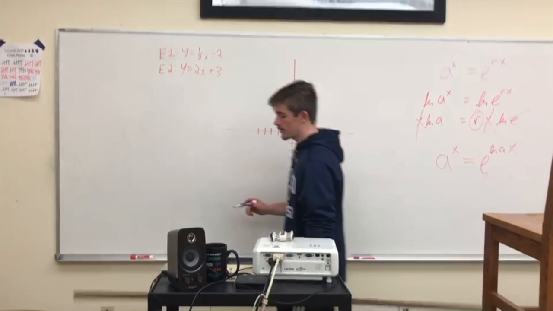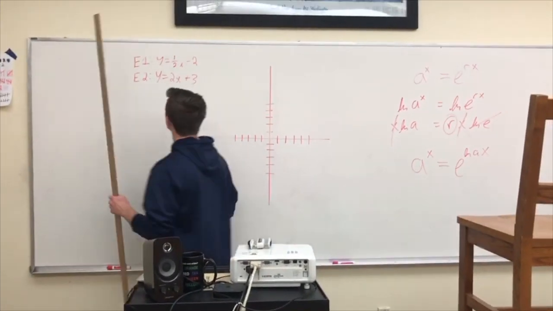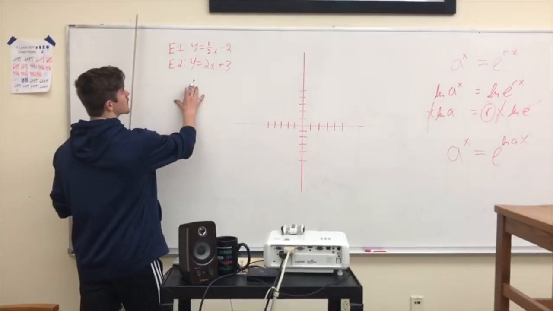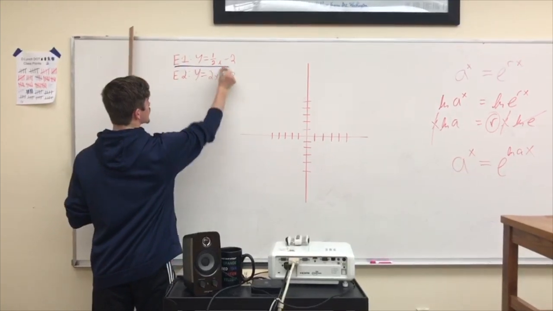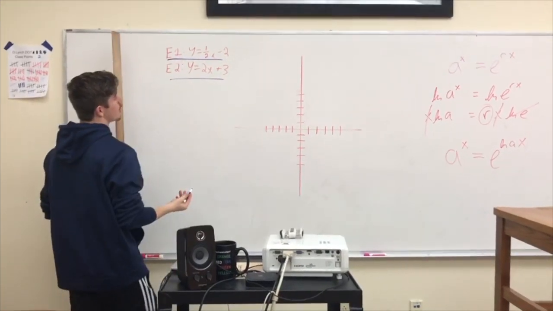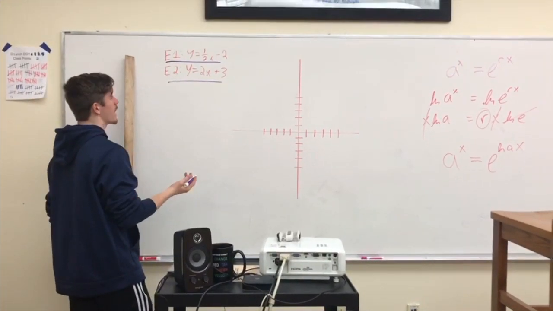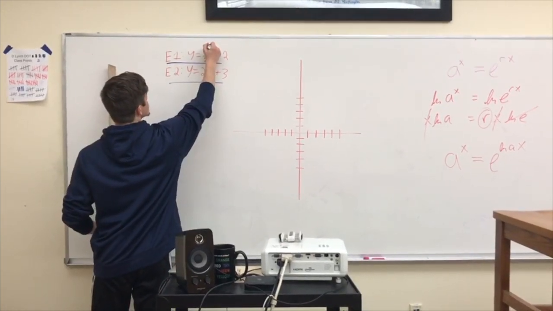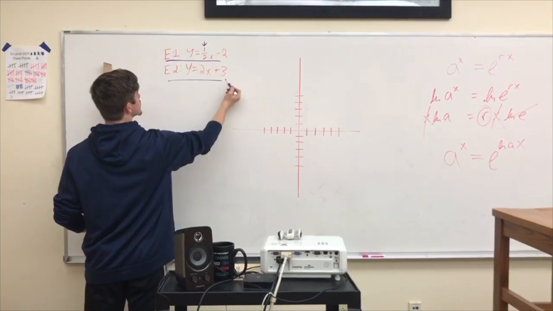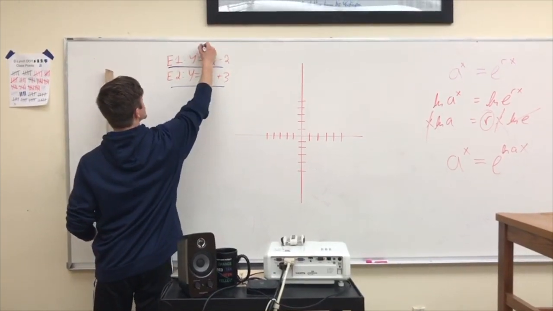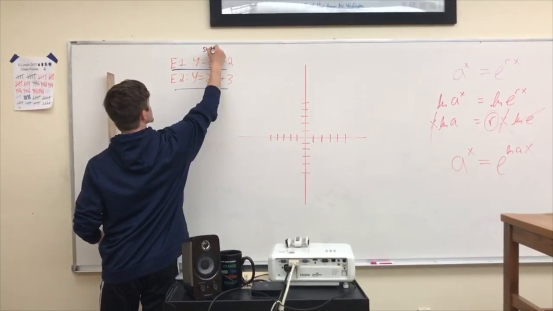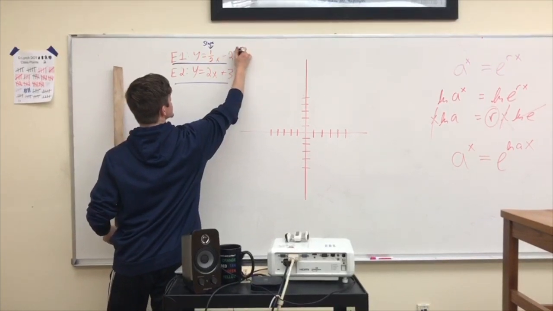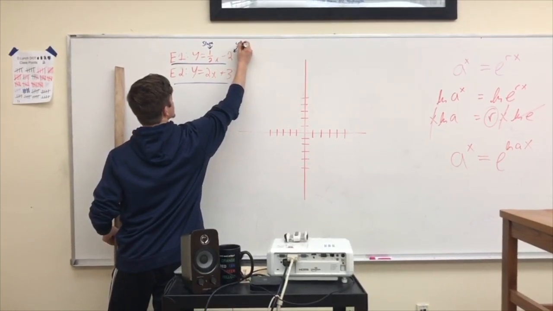Alright, so today we're going to solve systems of equations using graphing. This is equation 1 and equation 2. So first we need to identify their y-intercept and their slope. Now, both equations are in slope-intercept form, so this is going to be your slope, and then this is going to be your y-intercept.